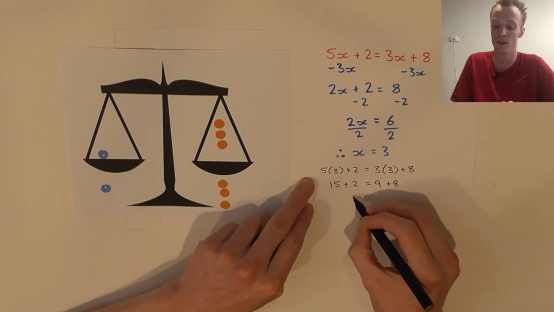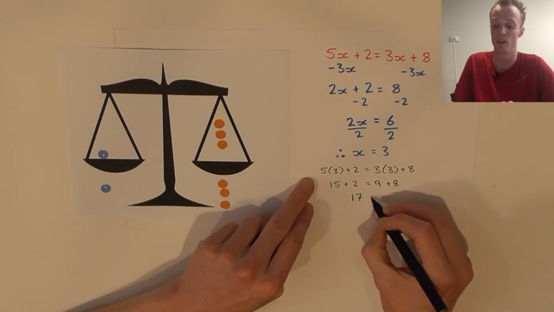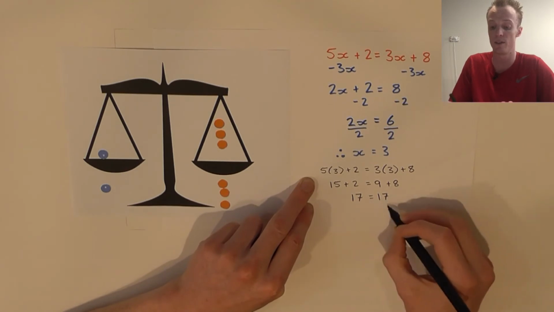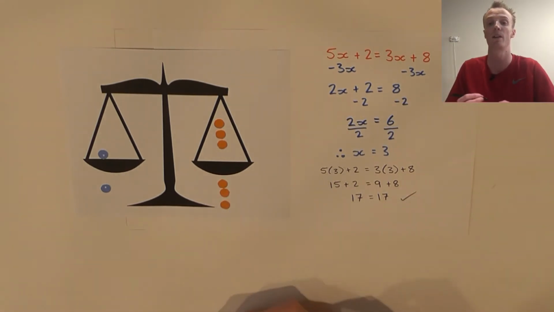On the left hand side, 15 plus 2 is 17. On the right hand side, 9 plus 8 is also 17. 17 equals 17, so we're correct.